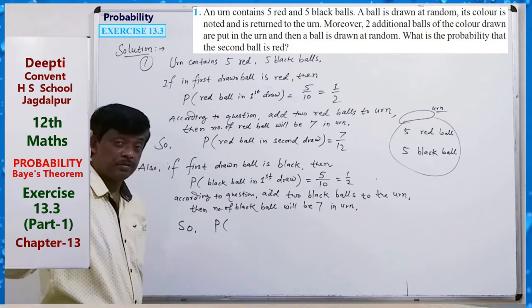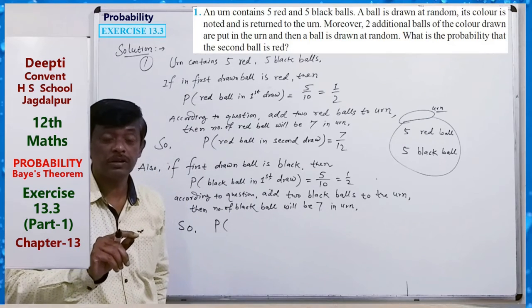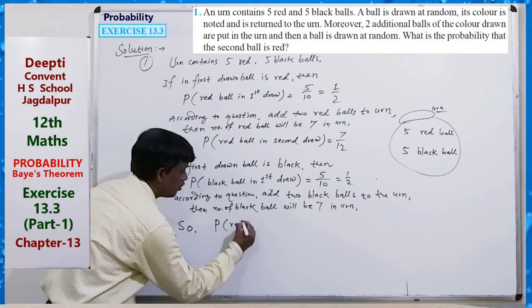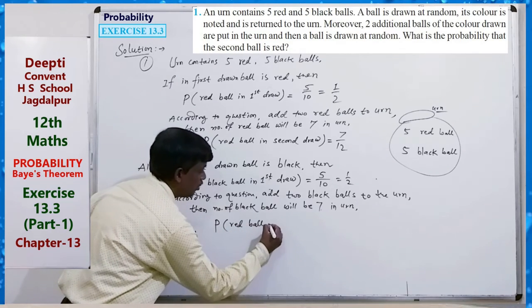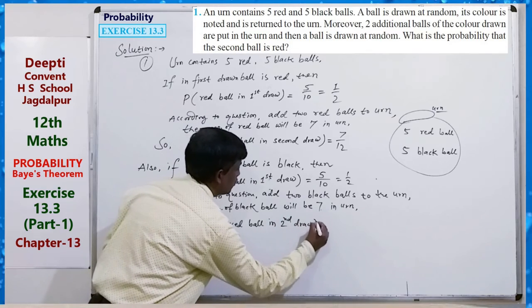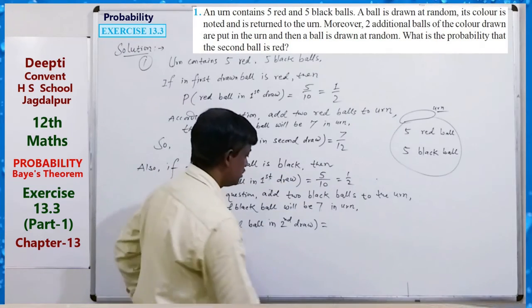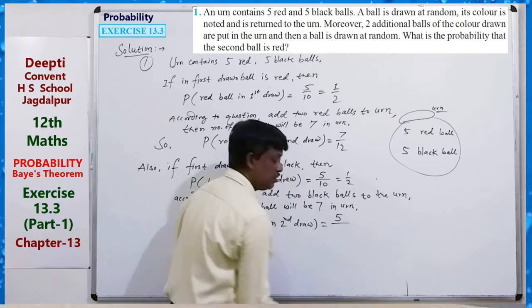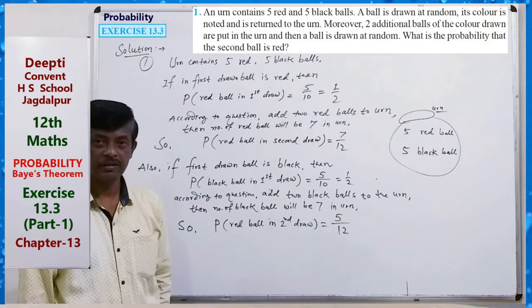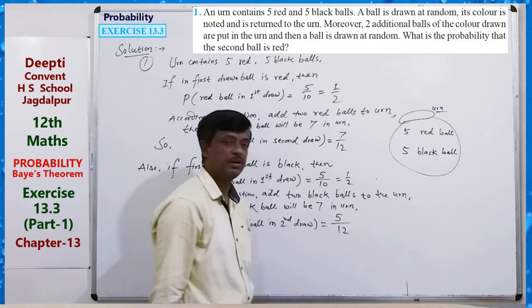So the probability, in the second draw, we have to consider only drawing a red ball. So the probability of a red ball in the second draw: red is 5, so 5 upon 12, because black is 7. So 5 by 12.